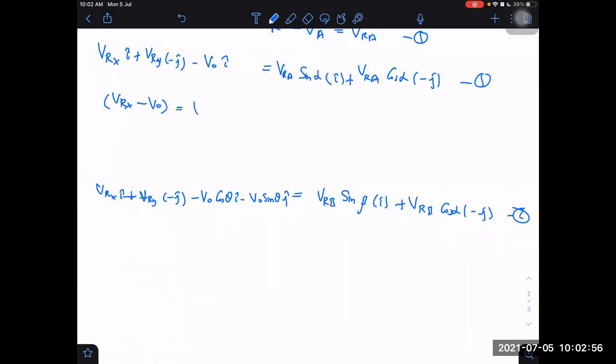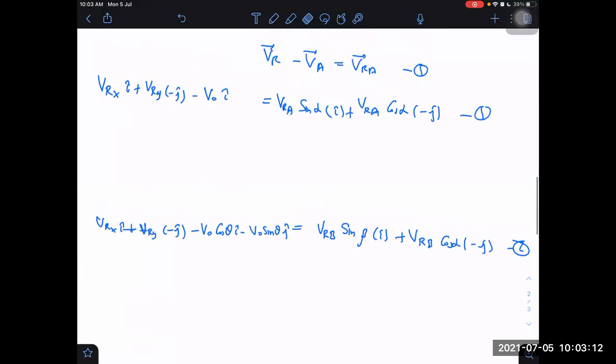Is equal to VRA sin alpha. No, let us do one thing. Let us do the analysis. What I said, I cannot ask a question in which I give you fewer equations and more unknowns. How many unknowns are there here?